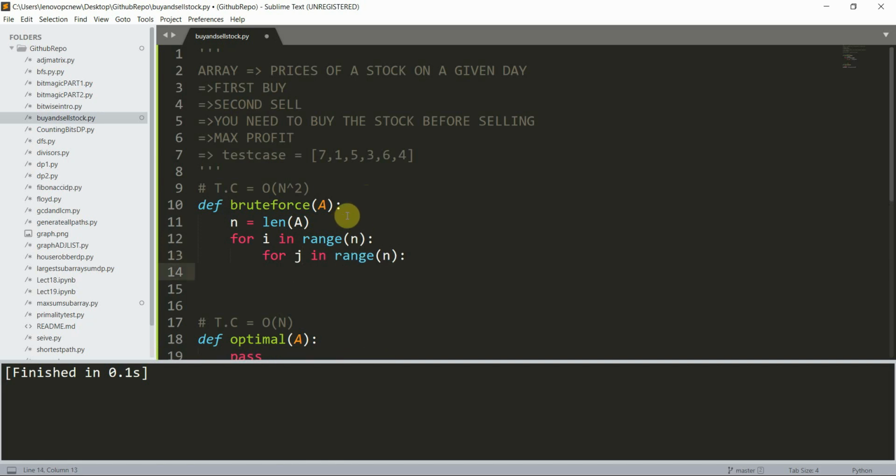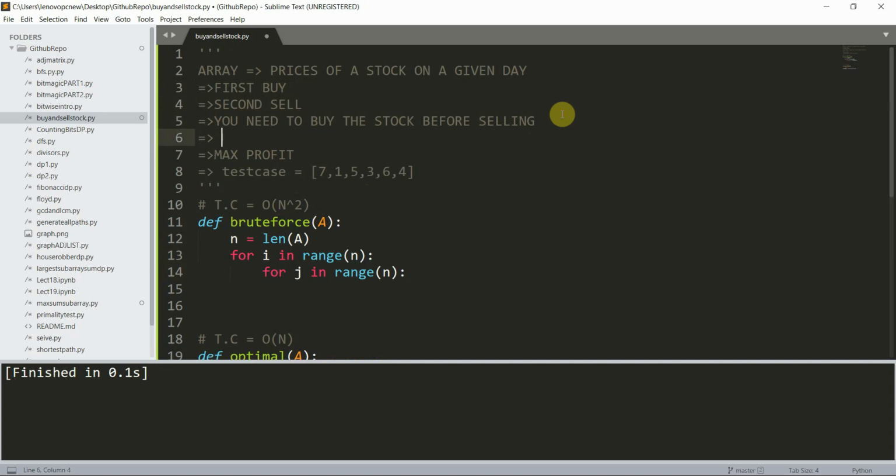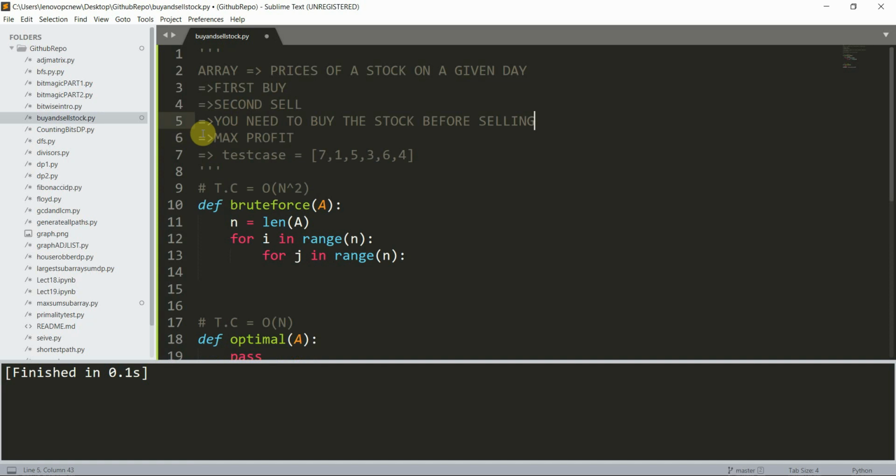What you can do, you can first loop when you need to buy the stock, then you can look for selling the stock. But you need to buy the stock before selling, or in other words, you can only sell the stock after buying it.